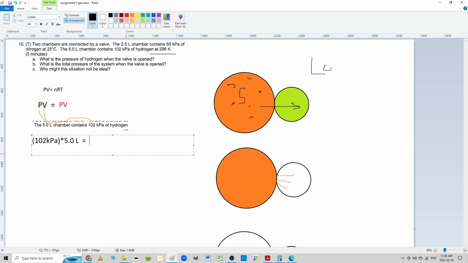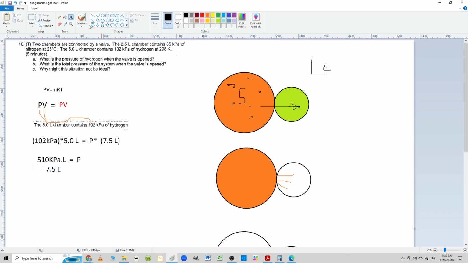And we don't know the new pressure, but we do know the new volume, which means if I divide both sides, by the way, this will be 510 kilopascal liters. If I divide both sides by 7.5, and this is, oh, see, I forgot to write liters up here. Liters is going to be equal to the new pressure.